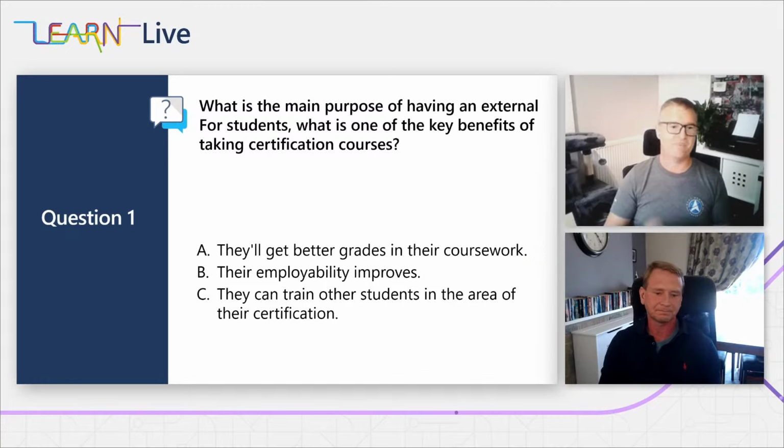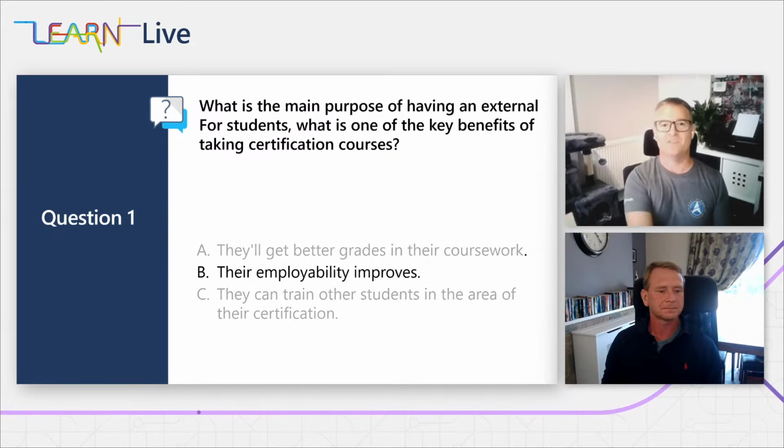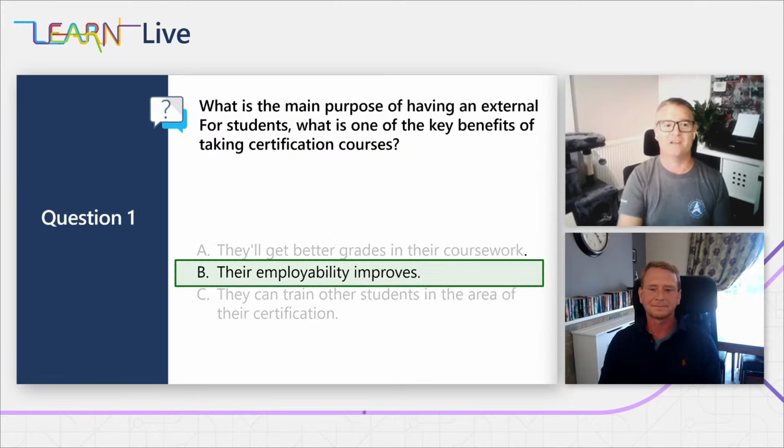Excellent. So I'd be really interested to understand, as an audience, which area did you think was correct? So hopefully you've all said that B is correct, that their employability improves. That's the most important thing, is that we're building these degree programs so that employability of students improves.